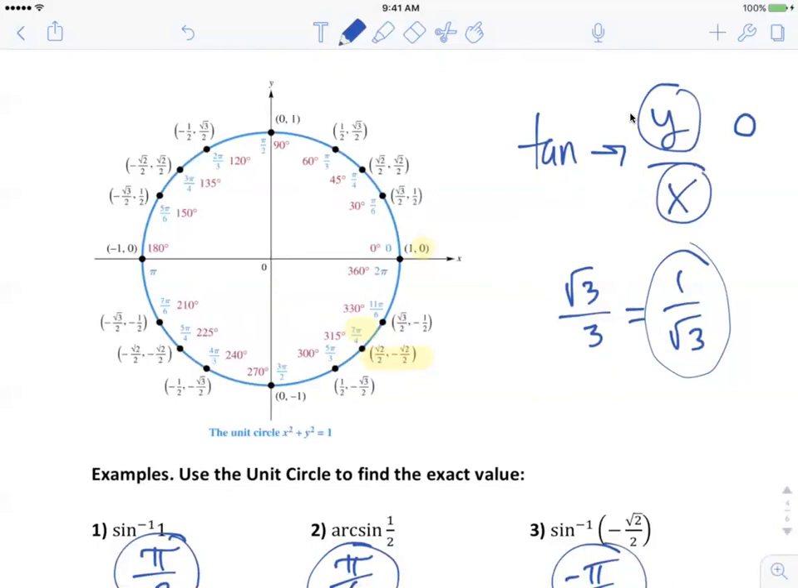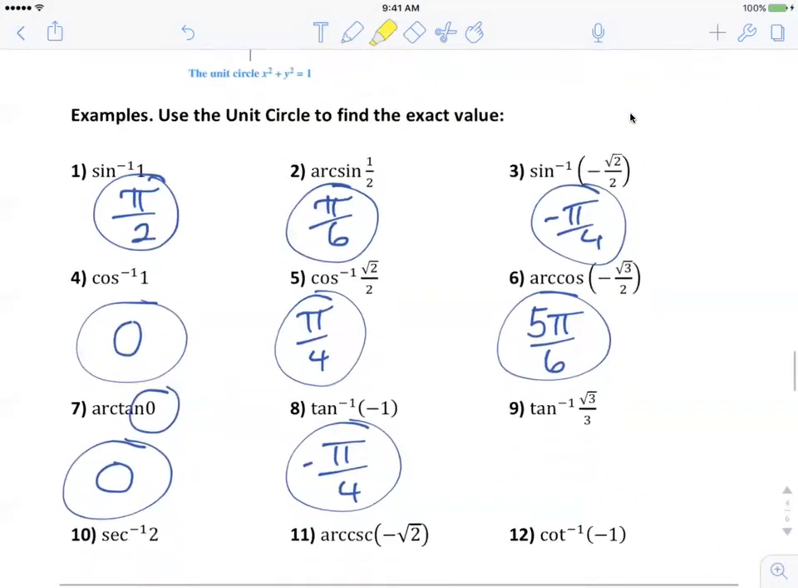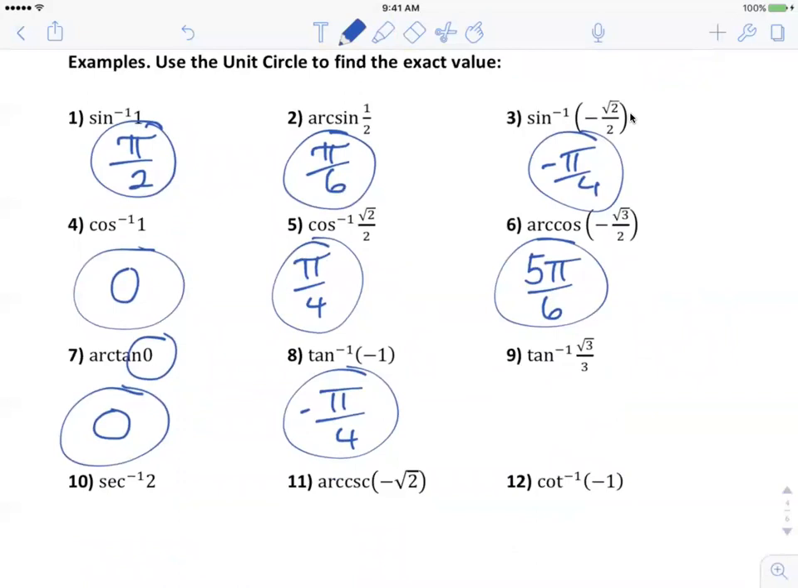So if I think about where that would be, it would be the y value with a 1 and the x value with a √3, right? Y value 1, x value √3. Remember, when you do the ratio, those denominators of 2 would cancel anyway. So there's where I am, right? So there's my tangent, and that angle would be pi over 6. Okay.